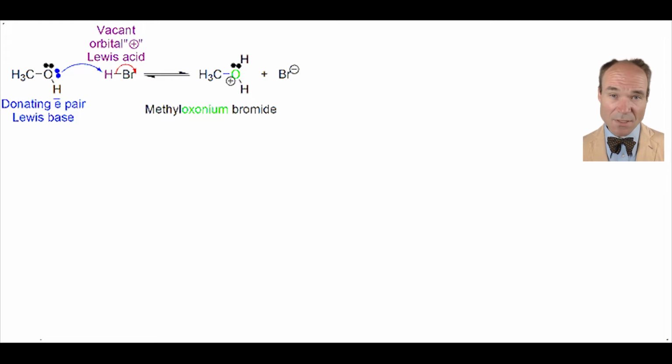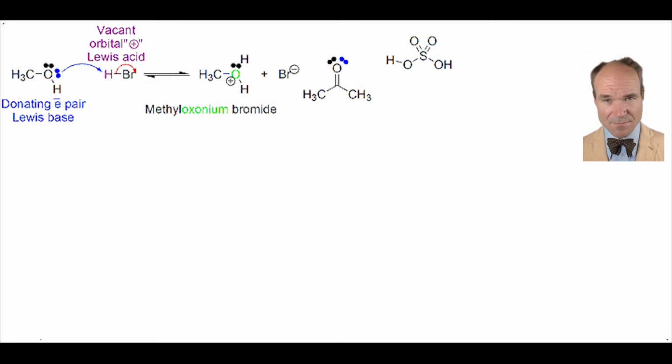Another example of a Lewis base Lewis acid reaction that forms an oxonium ion would be the reaction of a carbonyl, in this case from the molecule acetone, reacting with sulphuric acid. The carbonyl's oxygen's lone pair is the electron pair that's being donated to the sulphuric acid's proton's vacant orbital, again producing an oxonium ion as a result.